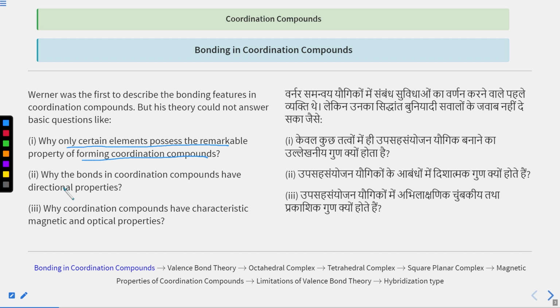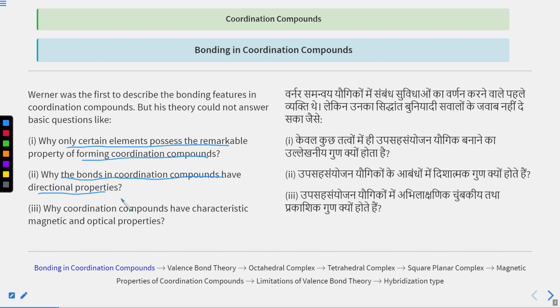Second, why do the bonds in the coordination compound have directional properties? Okay, so they have directional property, right? We have seen that there are different isomers present for a single compound, that is, for a single molecular formula, and that is only due to the different spatial arrangement. So we'll see where this directional property comes from.